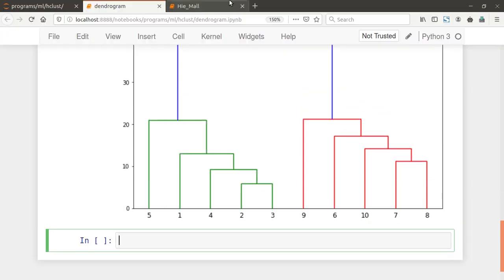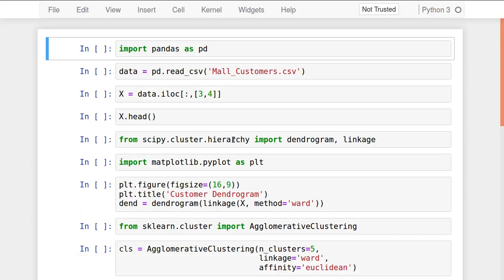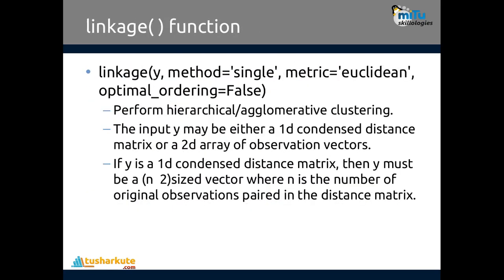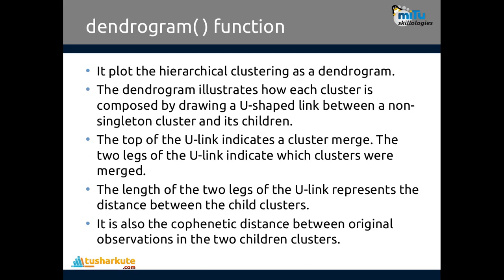Okay, let's go for our actual applications. So this is how the dendrogram looks. In the linkage function, I'll be using data y here, and the method is single. The default method is single. We can make use of Ward's method, complete linkage also, average linkage also, and the metric is Euclidean distance. Okay, dendrogram function.